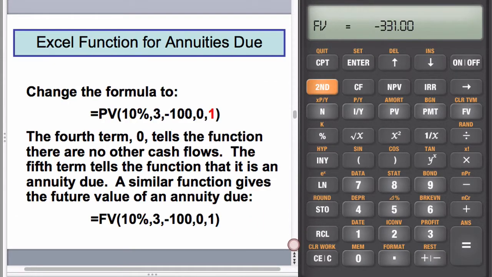I already showed you this here. You can also use Excel to calculate annuities due. In fact, everything that we've done here on the calculator, you can invoke an Excel function. And I'll just illustrate this here. You can try it out. This present value function has 5 arguments actually. The fourth term's 0 tells the function that there are no other cash flows, just these. And 1 is the interesting one in this case. It says whether it's an annuity due or ordinary annuity. The default state is 0. A similar function is for future value. You can check it out.